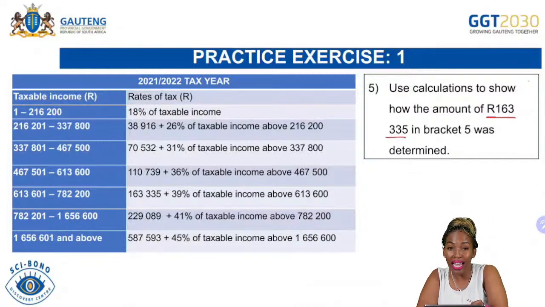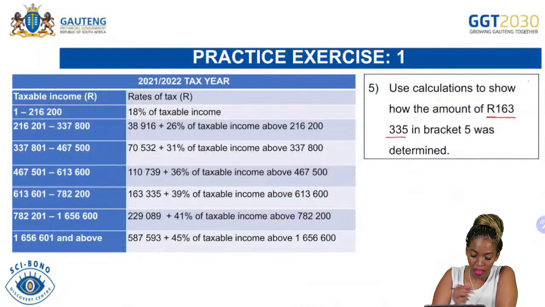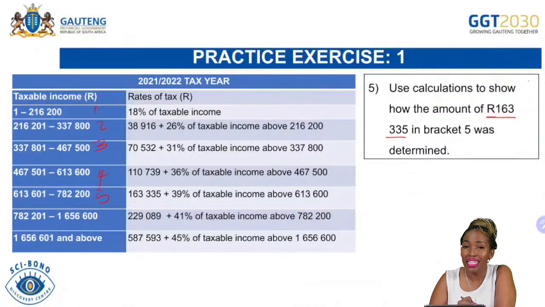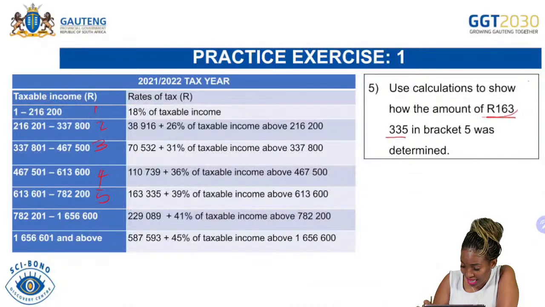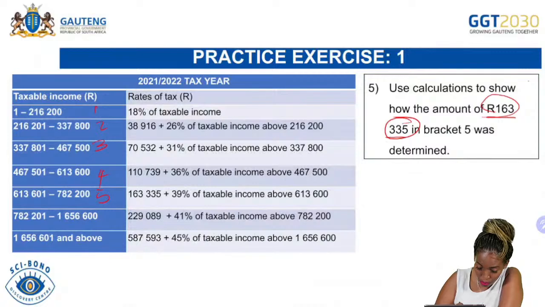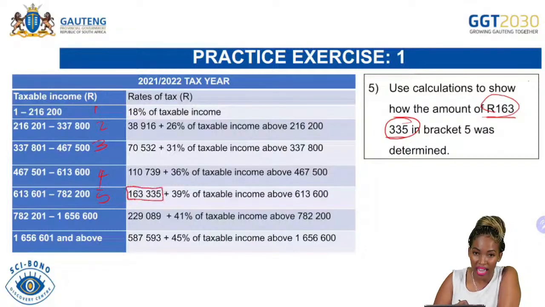Number 5, use calculations to show how the amount of 163,335 in bracket 5 was determined. So remember the brackets. I said this is bracket 1, this is bracket number 2, this is bracket number 3, this is bracket number 4, and this is bracket number 5. So this 163,335 that they are referring to, it is this one, 163,335. So they want us to show how this amount was determined.